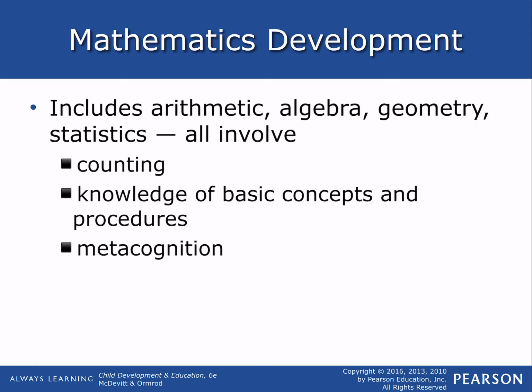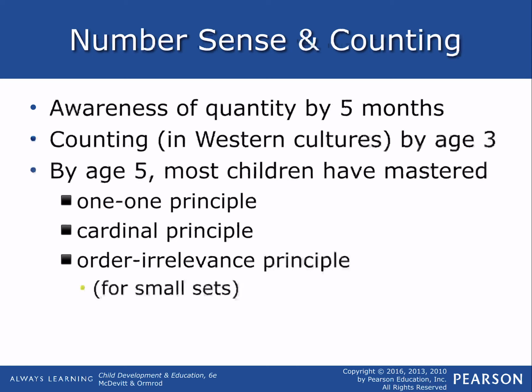Knowledge of basic concepts and procedures: adding, subtracting, multiplying, dividing, those, right? And then metacognition, obviously, we'll talk about that. So number sequence and counting, awareness of quantity of things by 5 months, that's so early. I don't know how they're measuring that. By 5 months, awareness of quantity.